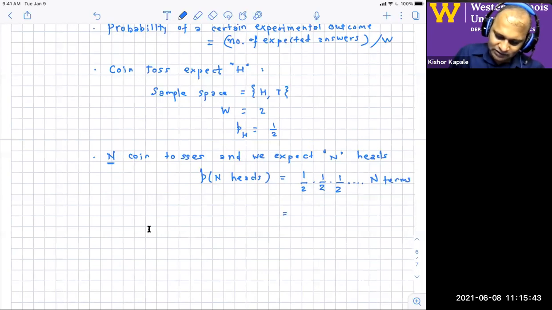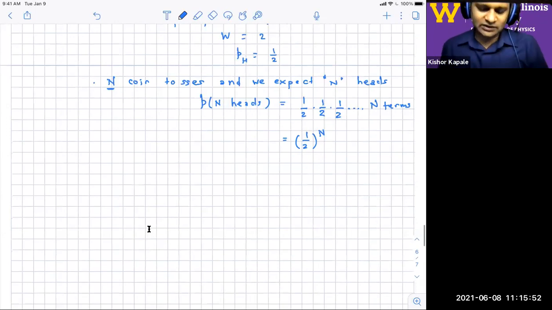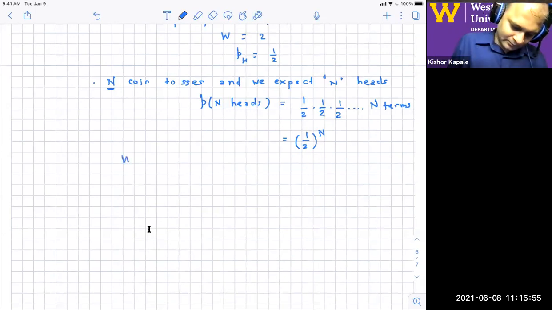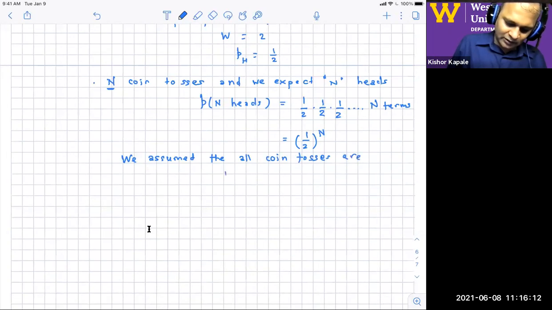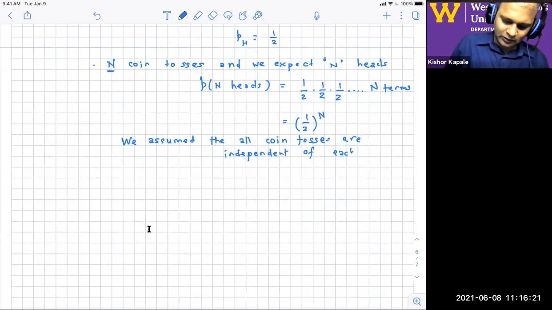Yeah, so 1 over 2 to the power n. So for independent events, the probabilities are multiplicative. You need to multiply, right? So this is because we assumed that the individual coin tosses, all coin tosses, are independent of each other, right? So that's the classical definition of probability.